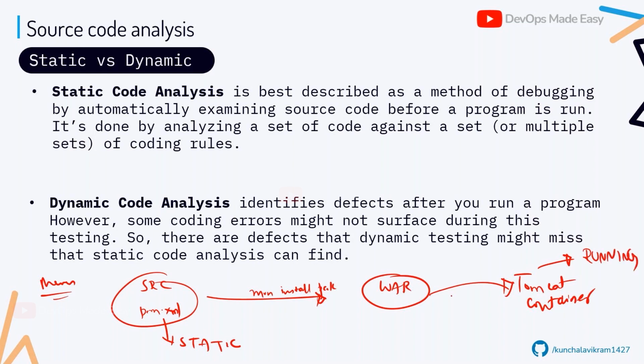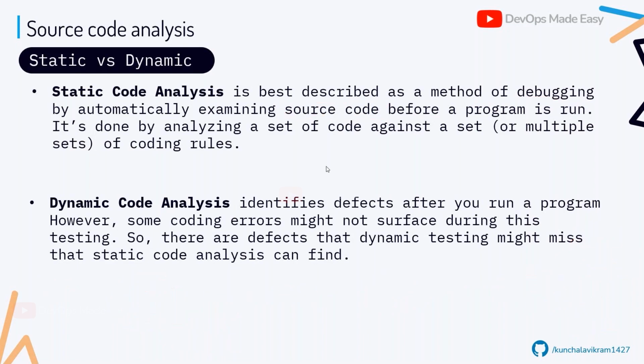Okay, so depending upon where you're running your code scans, whether you're running on your source files, it is called static. If you're running on a live application which is already running, it is dynamic. So this is the difference. Static analysis is best described as a method of debugging your code by examining your source code before a program is run. That means your source code is there, you have not built your final artifact yet. You're just analyzing the source code. So how do you analyze the source code?